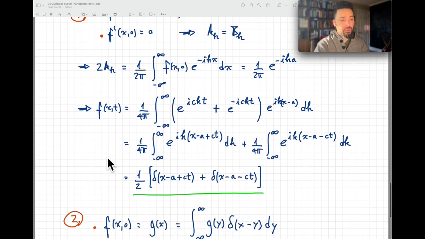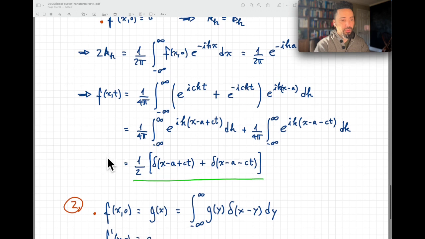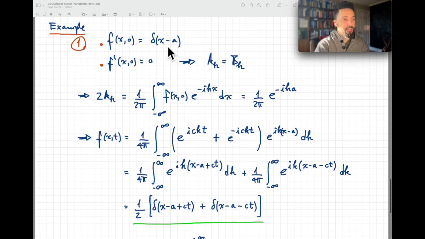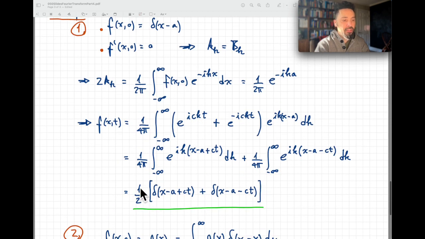And what that gives you, you can go back to one of the first few videos on the Fourier transform. What that gives you is that it's two deltas. So this object will give you a delta of x minus a plus ct, and then the second integral is going to give you a direct delta of x minus a minus ct. So this represents waves that are moving to the left and to the right, of the initial condition, delta of x minus a. But they're divided by 2, and so this is interesting.